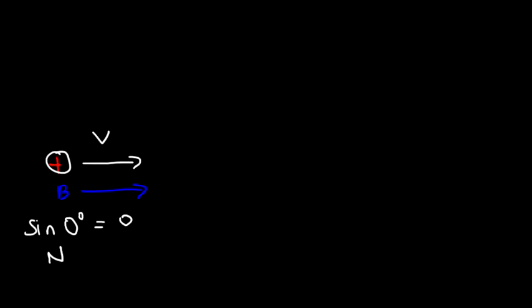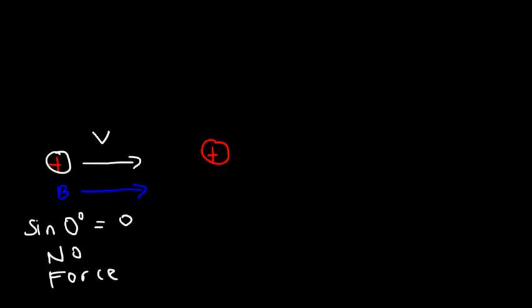So let's say we have a proton, and let's say it's moving towards the right, and also the magnetic field is directed towards the right. If these two are parallel, sine 0 is equal to 0. So there's going to be no magnetic force. They have to be perpendicular.